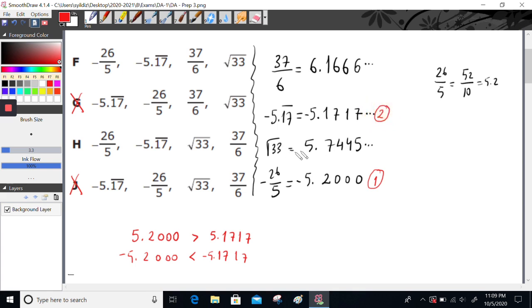And now we have root 33, which is 5.7445, and 37 over 6, 6.1666. So it's so obvious that 6.1666 is greater than 5.7445, right? So this is going to be the third smaller number, and then this is the greatest number. So let's look at the options. Root 33, because you see this number is actually root 33, and then 37 over 6 is going to be the greatest number. So our answer is going to be H.